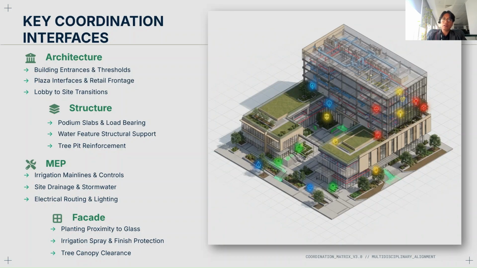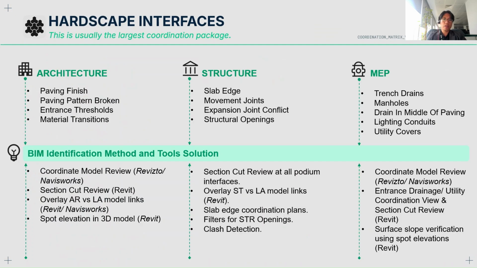Now let's look closely at the hardscape interface. When we isolate the hardscape interface, we see the hardscape from landscape is coordinated with paving finishes, paving patterns, edges, thresholds, and material transitions. At that point, the BIM tool we can use to help coordinate those levels is model review with software like Revit and Navisworks.